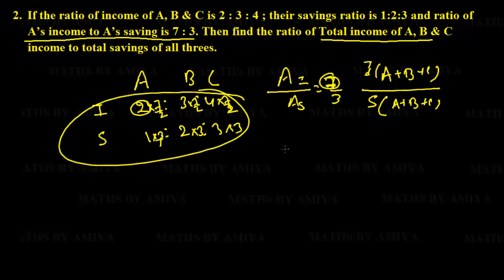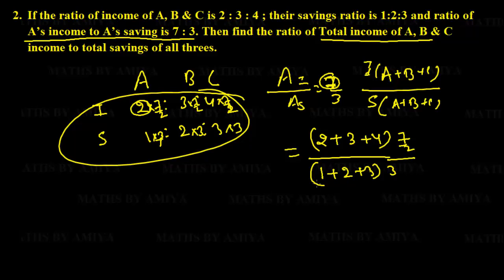And we have to find income of all. Income of all is nothing but 2 plus 3 plus 4 into 7 by 2. I took 7 by 2 common from all three, upon savings of all, where 3 is common in all. So I took 1 plus 2 plus 3 in one section and 3 common in another. Now 2 plus 3 plus 4 is 9 into 7 by 2, that is 2 comes in the denominator. In the denominator part, 1 plus 2 plus 3 is 6 and we have 1, 3. So that is 3 and 2 cancel. Our answer is nothing but 7 by 4.